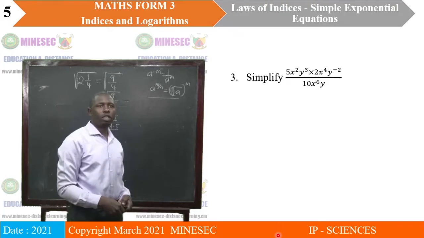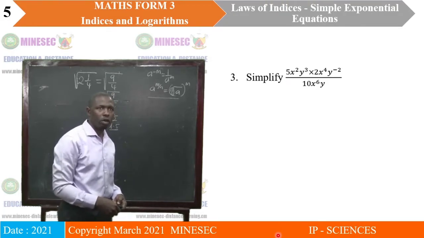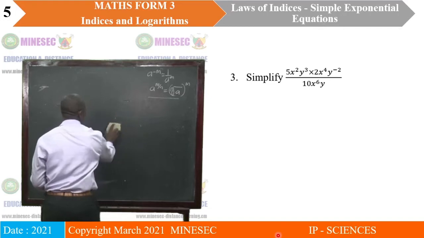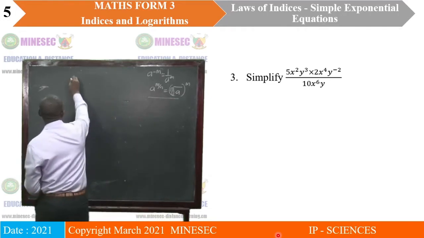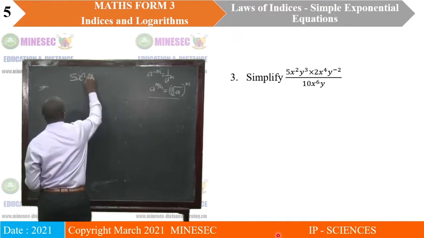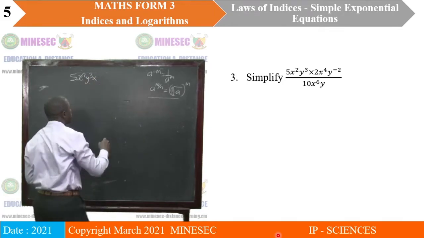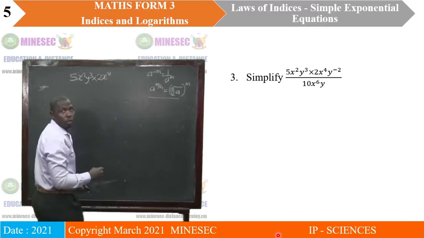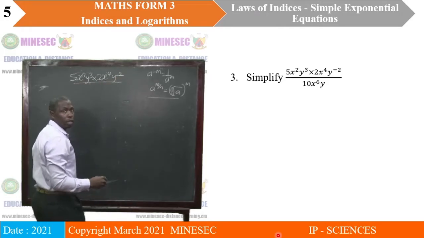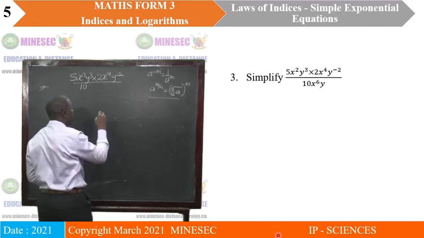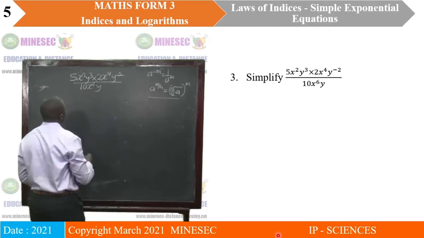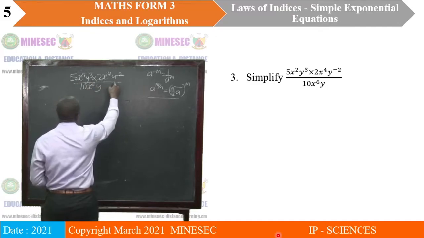The next question, you have to simplify that expression displayed on your screen. So let's try to simplify that expression. We have 5x squared, y cubed, times 2x to the power 4, y to the power negative 2, all of that on 10 to the power 10, rather x to the power 6 y. So all of that numerator are linked together by multiplication.